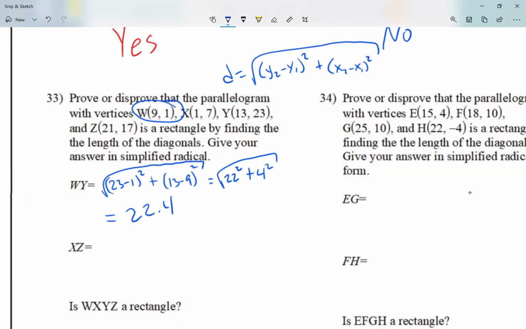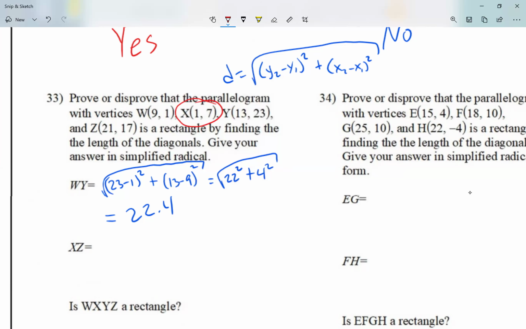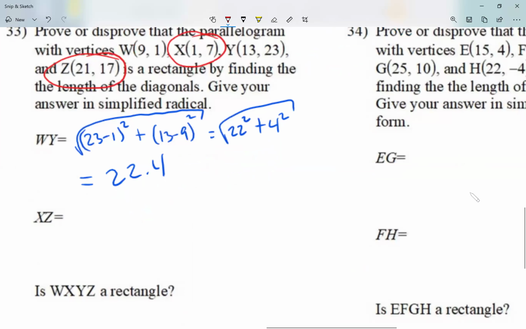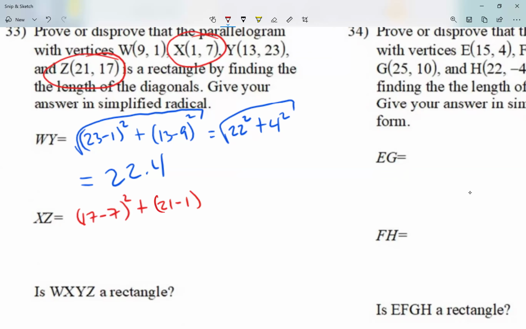Now, let me find the length of the diagonal XZ. So I'm going to be using the coordinates of X and Z. If the length is 22.4, well, both diagonals are equal, it is a rectangle. If the length is not 22.4, then it's not a rectangle. So let's see. First, I have to subtract the y's. So 17 minus 7 all squared. Then I have to subtract the x's. 21 minus 1 all squared. And this is inside a square root.